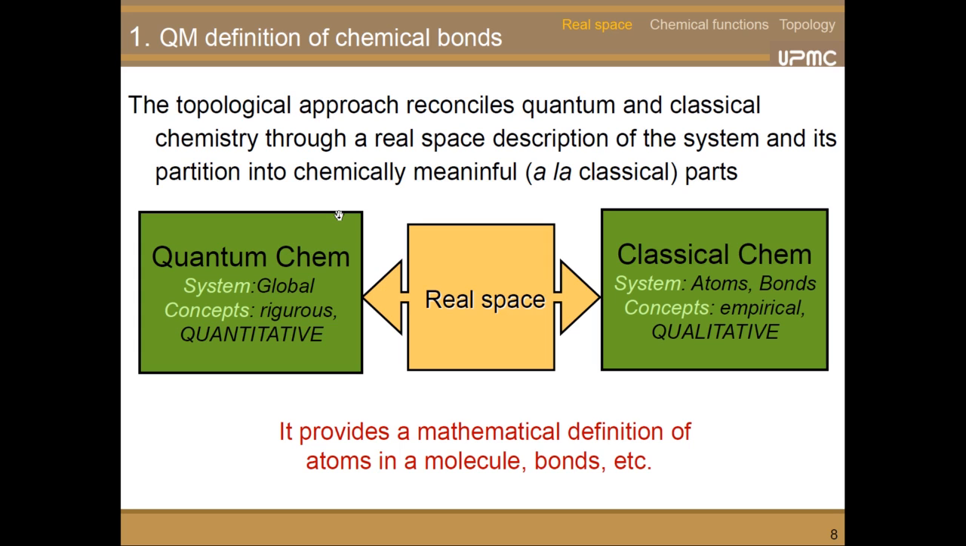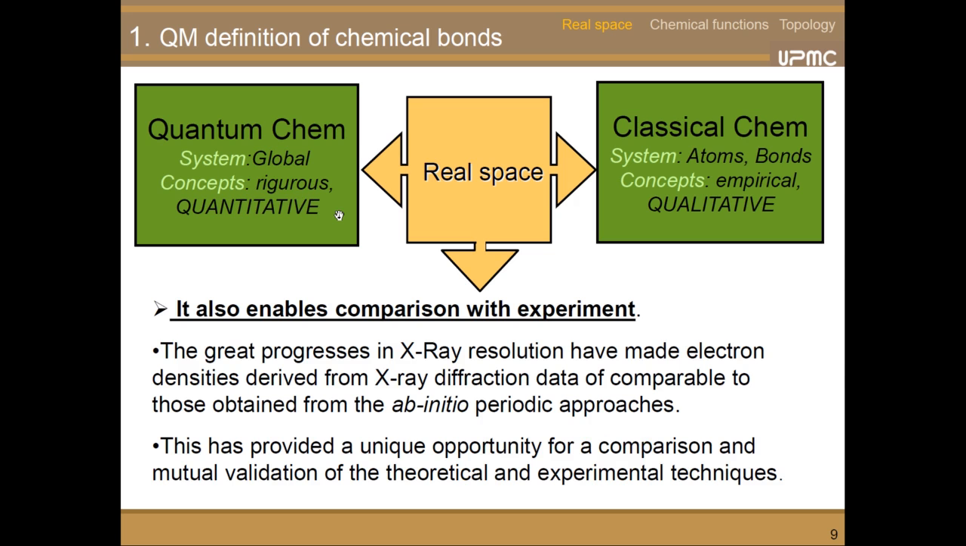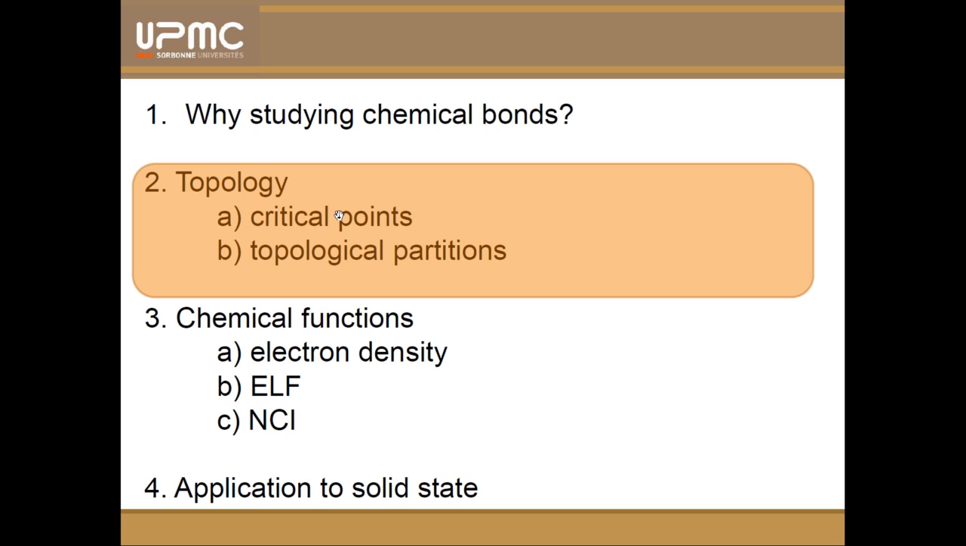Basically, it's based on the fact that bonds were conceived in real space. So our system, after solving the Schrödinger equation, is going to be defined in 3D anyway, and we can use this 3D information to retrieve all this information on atoms, bonds, even more chemical concepts such as electronegativity and so on. So this provides us with a mathematical definition of atoms in a molecule, of bonds, etc. It also enables comparison with experiment. Now we have enough X-ray resolution to be able to use the densities that are derived from experiments to even carry out those topological analyses from experimental densities. That also enables us to check how good we did in our calculations with respect to the experiments where we have the information.